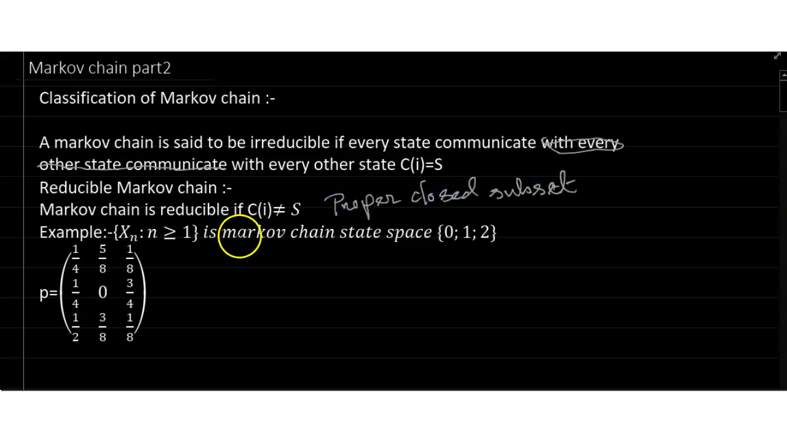Example: Xn such that n greater than or equal to 1 is a Markov chain with state space 0, 1, 2, and P equals 1/4, 5/8, 1/8, 1/4, 0, 3/4, 1/2, 3/8, and 1/8, and the directed graph.